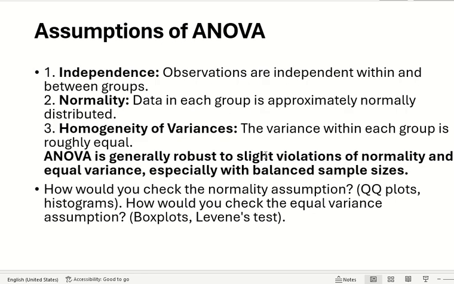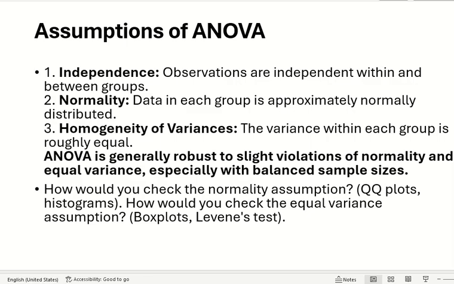Okay, the assumptions behind performing the ANOVA. The first assumption is that the observations are taken independently within the groups and between the groups. What does it mean? The between groups assumption is the same as the t-test. If you have two sets of data, they are taken separately. One data set does not affect the other.